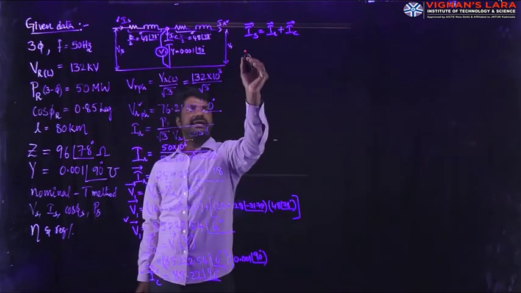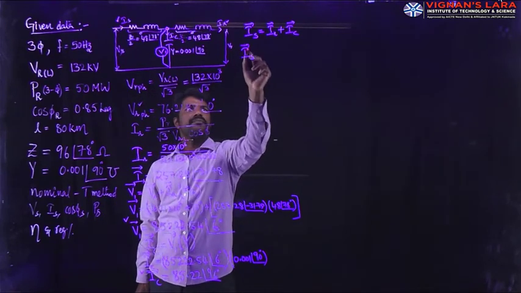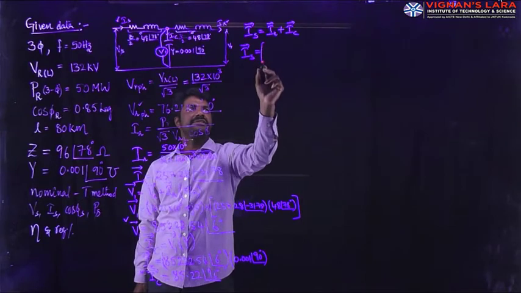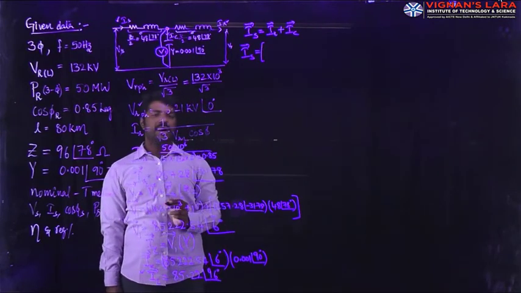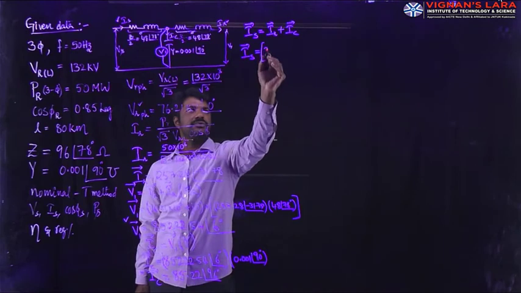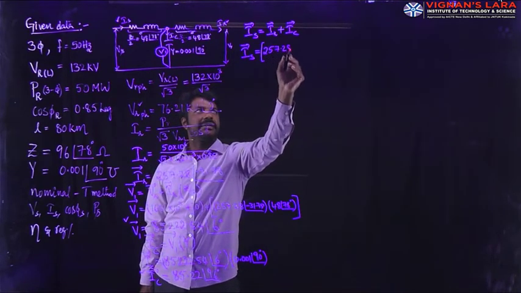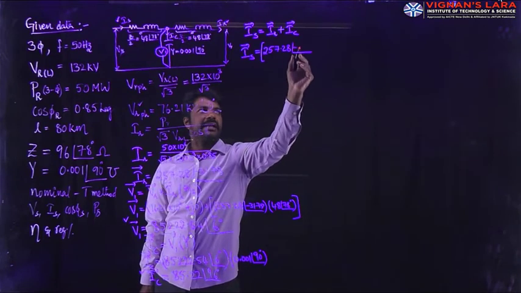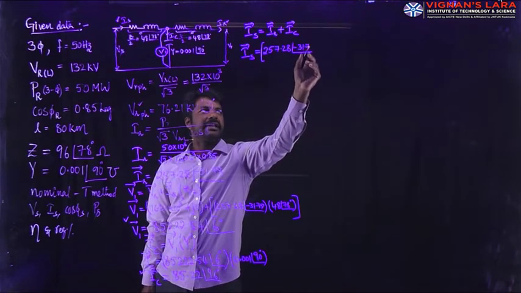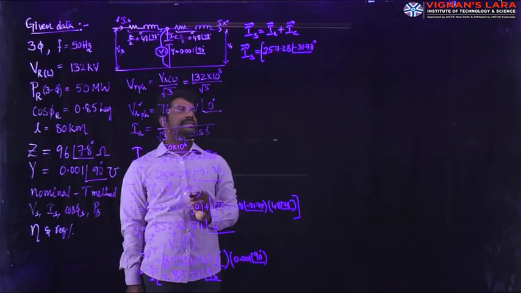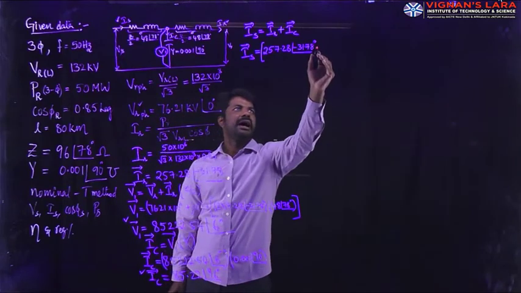What is IS then? IS is equal to the IR current, which is of lagging nature. How much is its value? In the previous step we got that its value is 257.28 amperes, making an angle of minus 31.78 degrees. This current is to be added with the IC current.